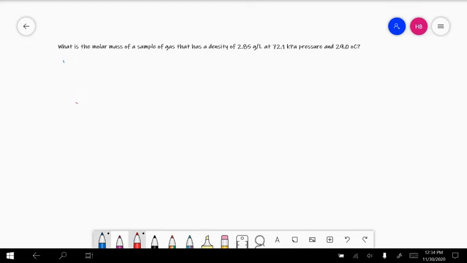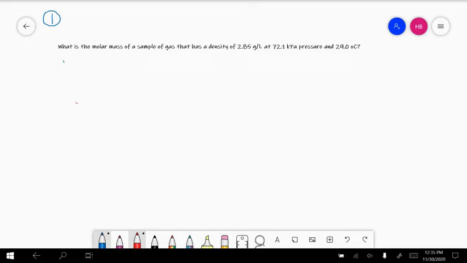Okay, we're going to walk through the answers to the gas density problems. You already have the actual answers, but let's do the problems together. So this is number 1. What is the molar mass of a sample of gas that has a density of 2.85 grams per liter at 72.1 kilopascals of pressure and 29.0 degrees Celsius?